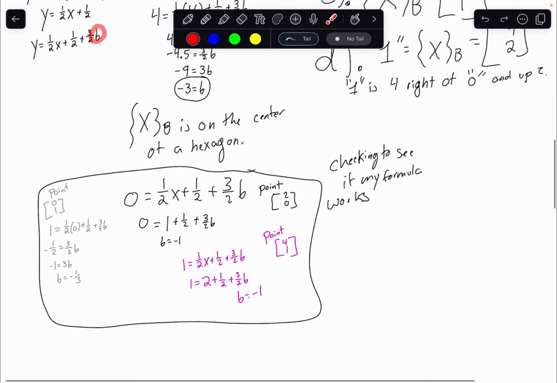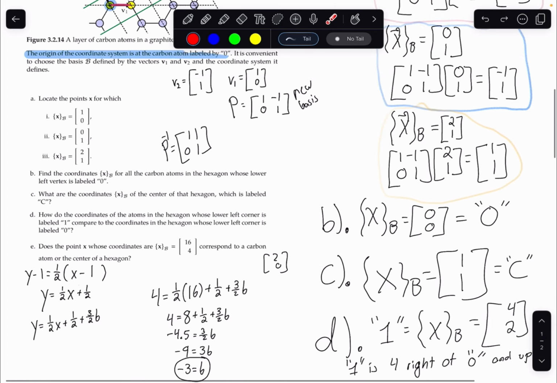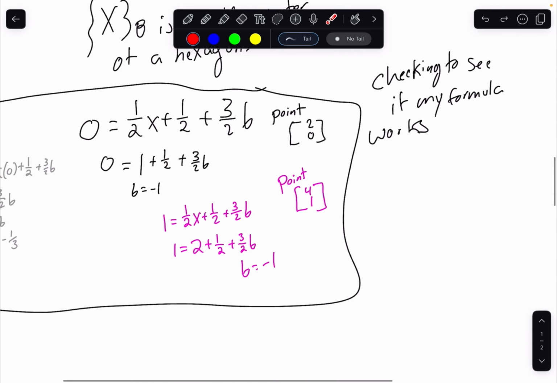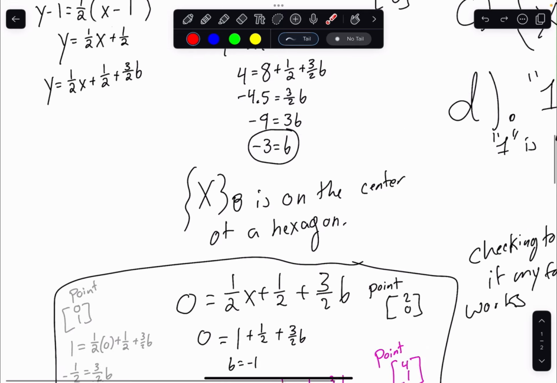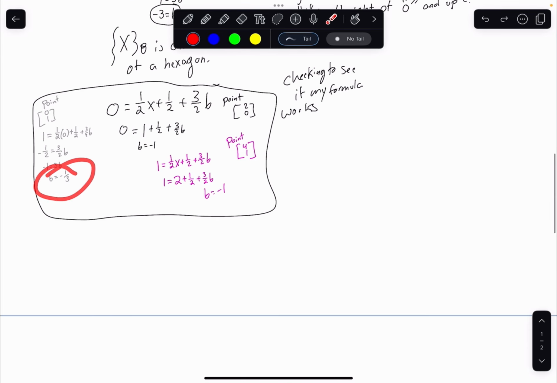Then I did a bunch of checking to see if my formula works. These two points I knew for a fact were going to intersect. If you look here, (2, 0) is at the center of a hexagon, and then 1, 2, 3, 4, up 1 is the center of a hexagon, and they should have the same b values. So I checked to make sure my formula worked, and it did. And these b values were solid numbers. But then when I went to (0, 1), which is 0 up 1, it didn't work.